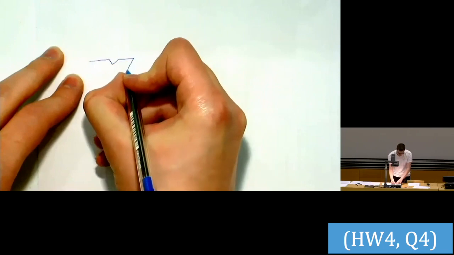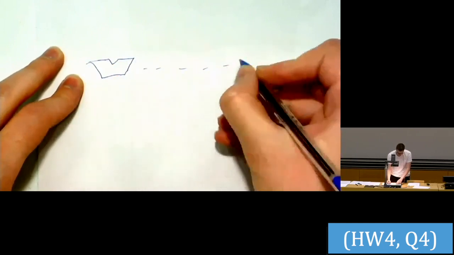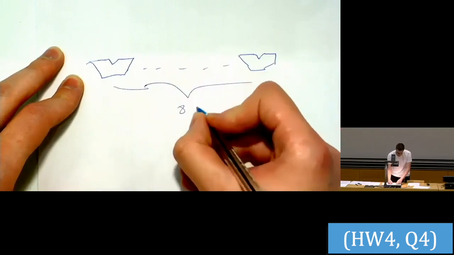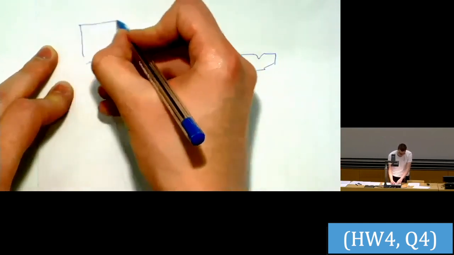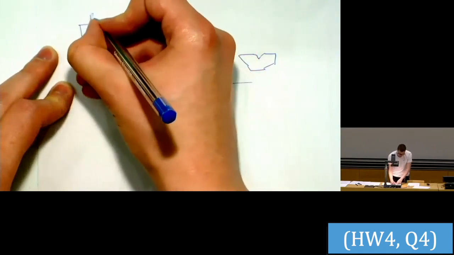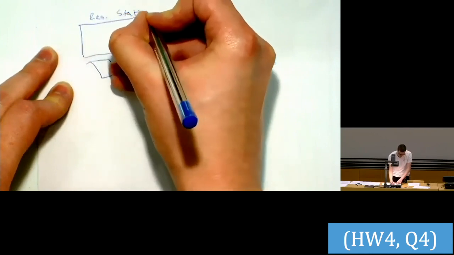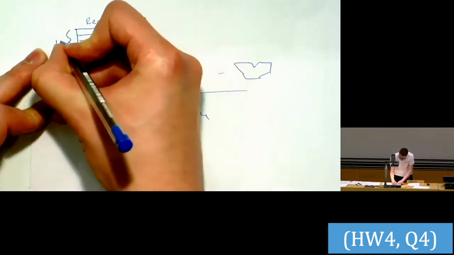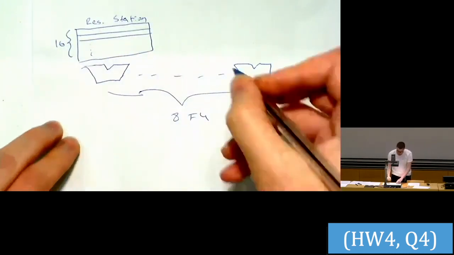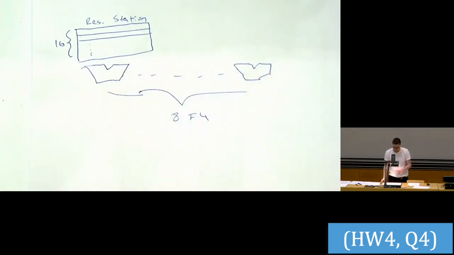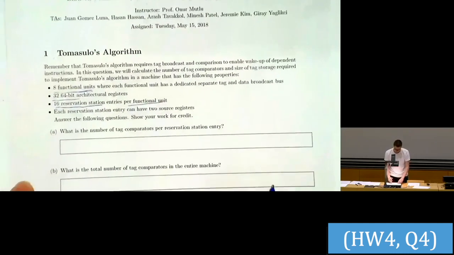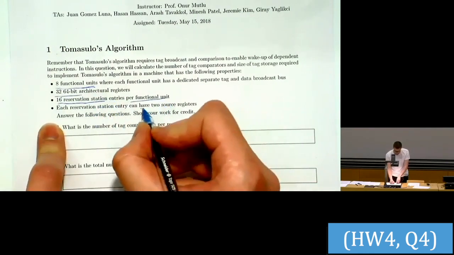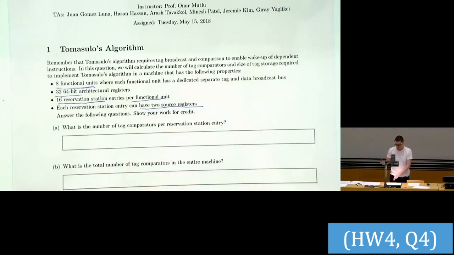So you have some functional units here. I can't draw very well, but you have 8 functional units in total, and each functional unit will have its own reservation station. And we have 16 entries in total per reservation station, and there are as many reservation stations as functional units, right? So this is what the question told us so far. And also there are 32 registers, the 32 architectural registers. And importantly, each entry in the reservation station can hold up to 2 source registers.